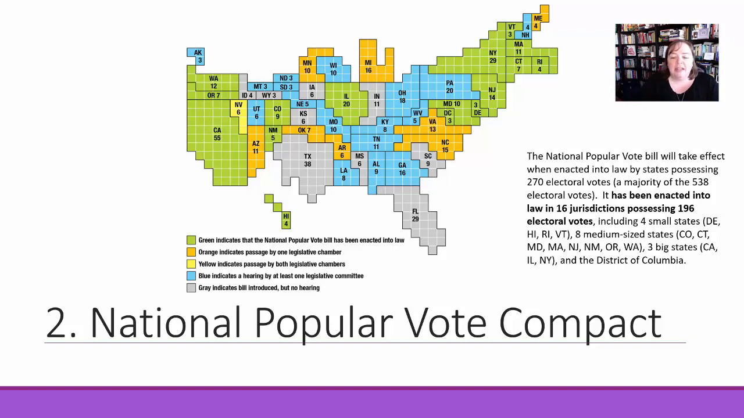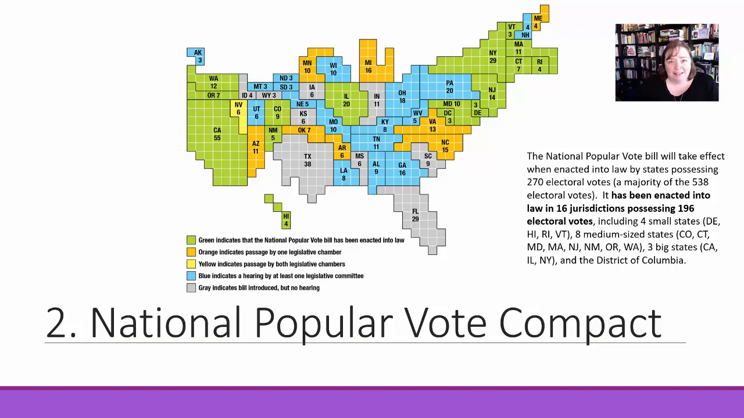Now, I want you to look at the states, either the green states, or you can look at the list over to the right. The states that have done this are Delaware, Hawaii, Rhode Island, Vermont, Colorado, Connecticut, Maryland, Massachusetts, New Jersey, New Mexico, Oregon, Washington, California, Illinois, New York, and the District of Columbia. Take a moment and think about what you know about those states and what they have in common. Do you notice that they're all states that generally support Democrats for president?